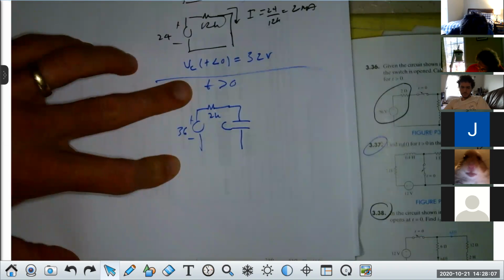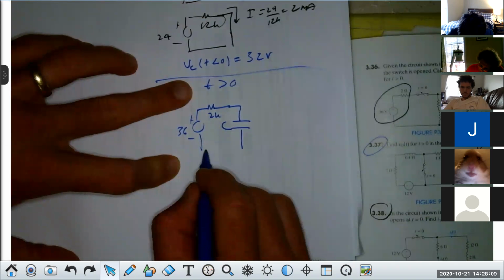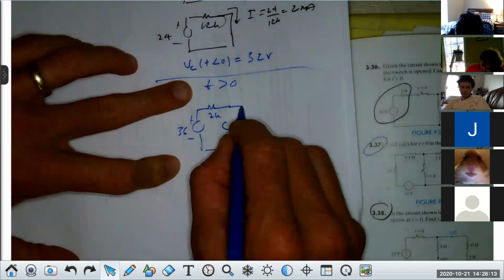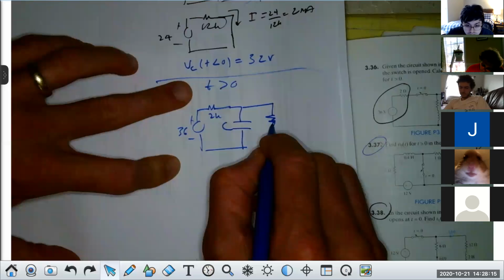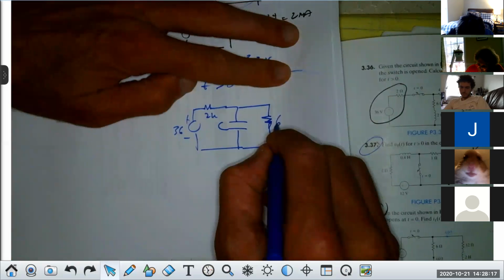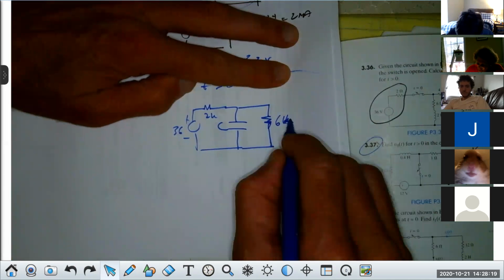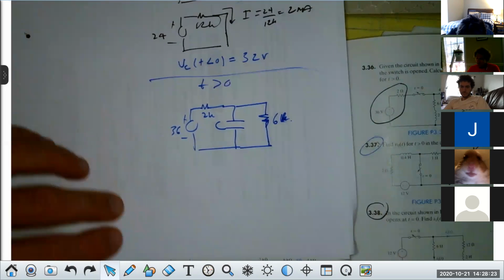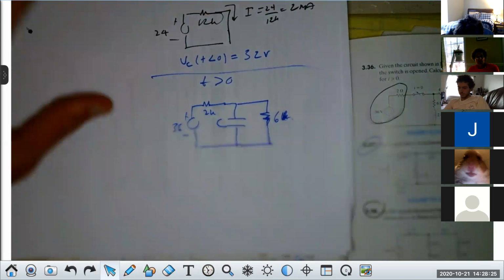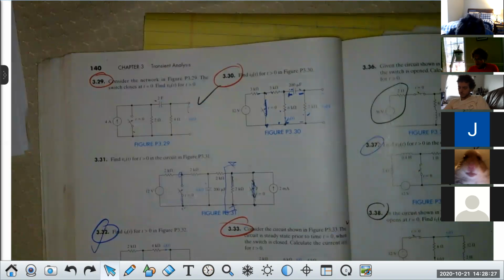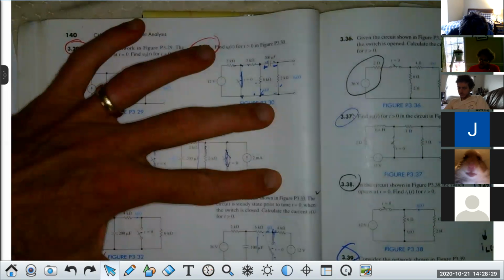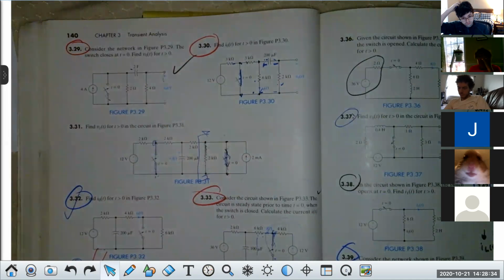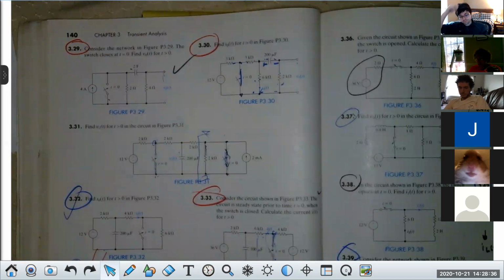And I have 6K in parallel with it. That's K ohms. Now the rest of the circuit doesn't matter, and the reason being is when that switch closes, right here, it shorts this out and it removes these two as being an issue. Is everybody okay with that?